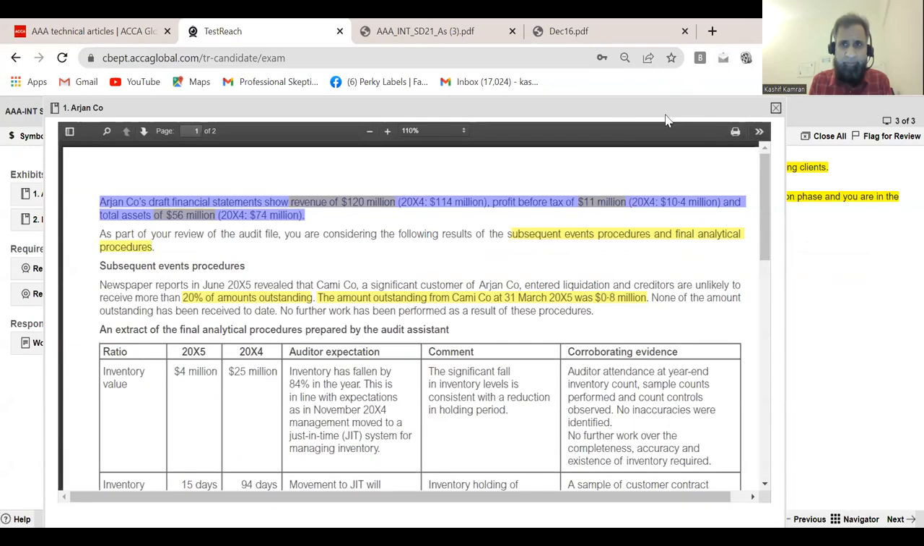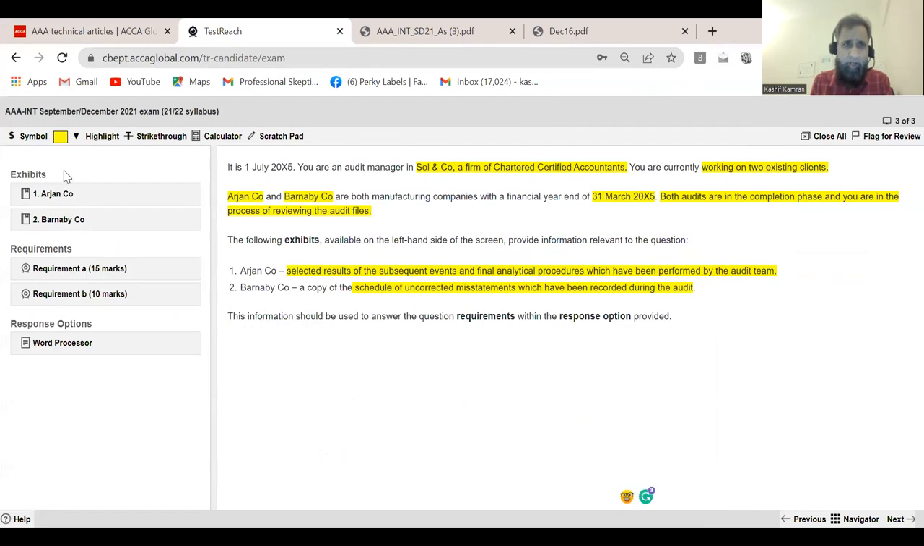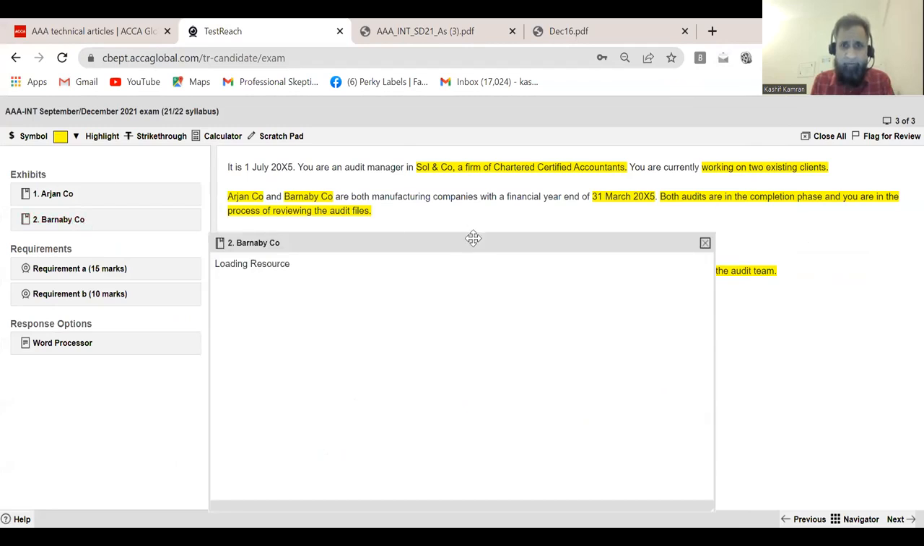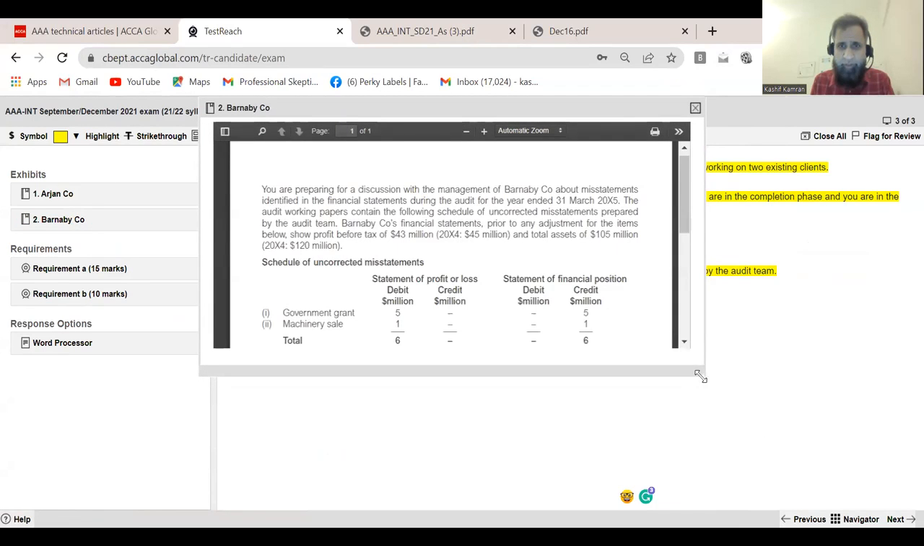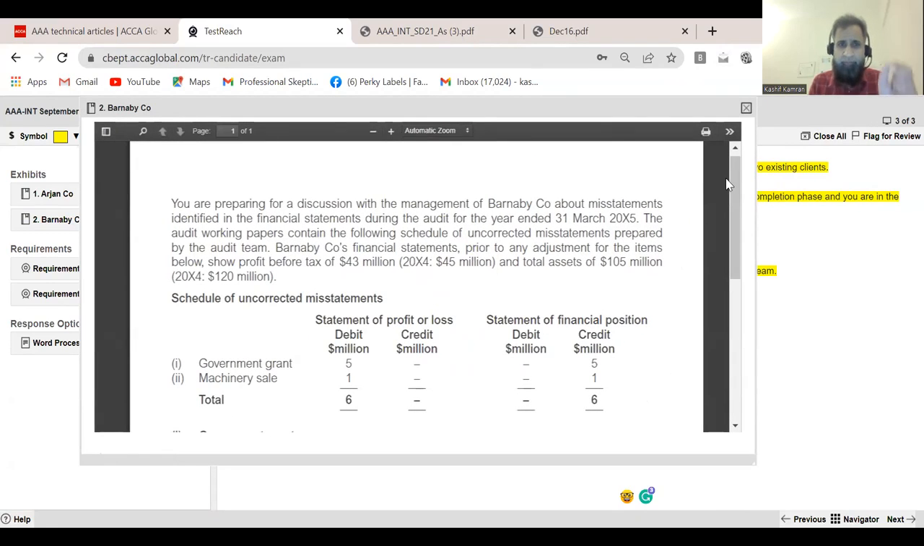practice platform. I hope you can see the practice platform. You complete exhibit number 1 for Urgent Company by looking at my video on YouTube. Exhibit number 2, the Brannaby Company. So in the Brannaby Company, we have 2 situations, one of the grant, one of the machinery sale. Let's see what is the uncorrected misstatement. You are preparing for a discussion with management of the Brannaby company about misstatements identified in the financial statements during the audit for the year ended 31st of March. The audit working paper contains the following schedule of the uncorrected misstatements prepared by the audit team.